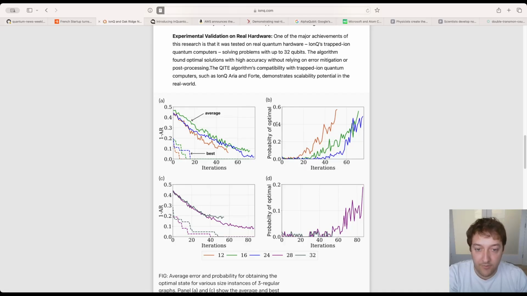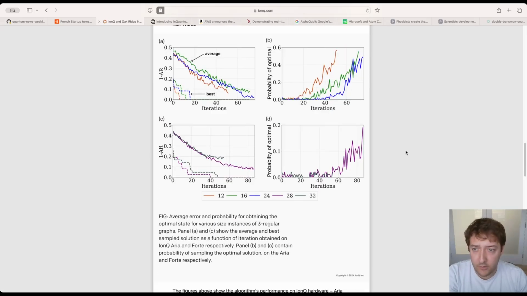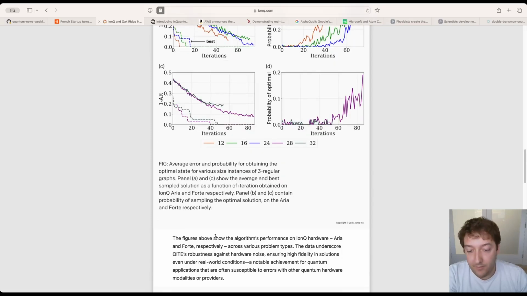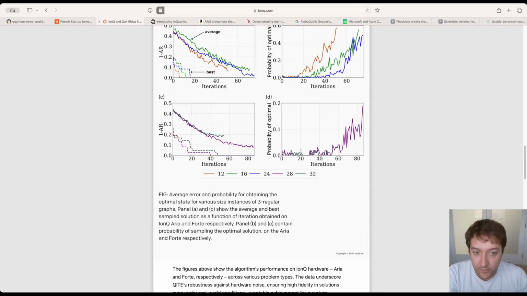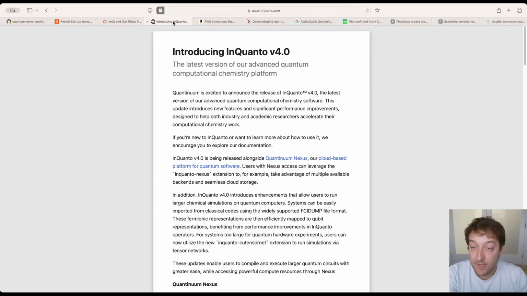The QITE algorithm is very cheap to run, performs extremely well, and they're able to model molecules a lot more efficiently than with QAOA. They even verified this algorithm on their Forte and Aria systems, and it showed a lot of promise. So I'm looking forward to seeing what comes out of QITE. Hopefully we can do some more chemistry applications.